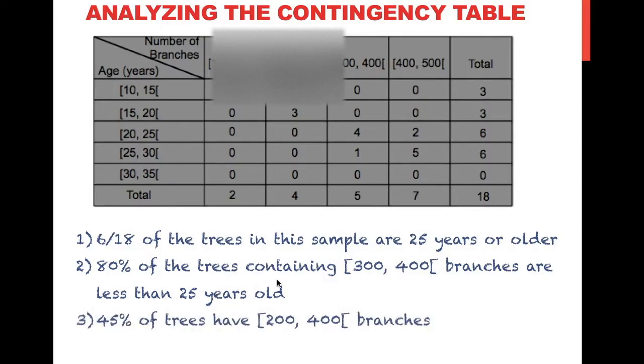And just another example, 45% of the trees have between 200 and 400 branches. So here's the 200 to 300 total plus the 300 to 400 total, and that's 4 plus 5, which is 9 out of 18. So it's 45% of the trees that have between 200 and 400 branches. This is just an example of something that we can see when we're analyzing a contingency table. But there are a lot more that we could say just by looking at this table.